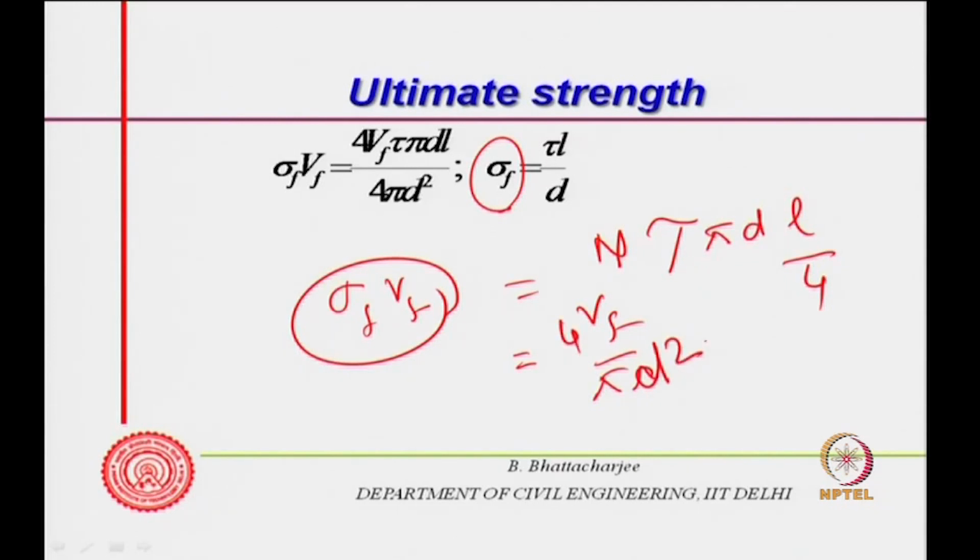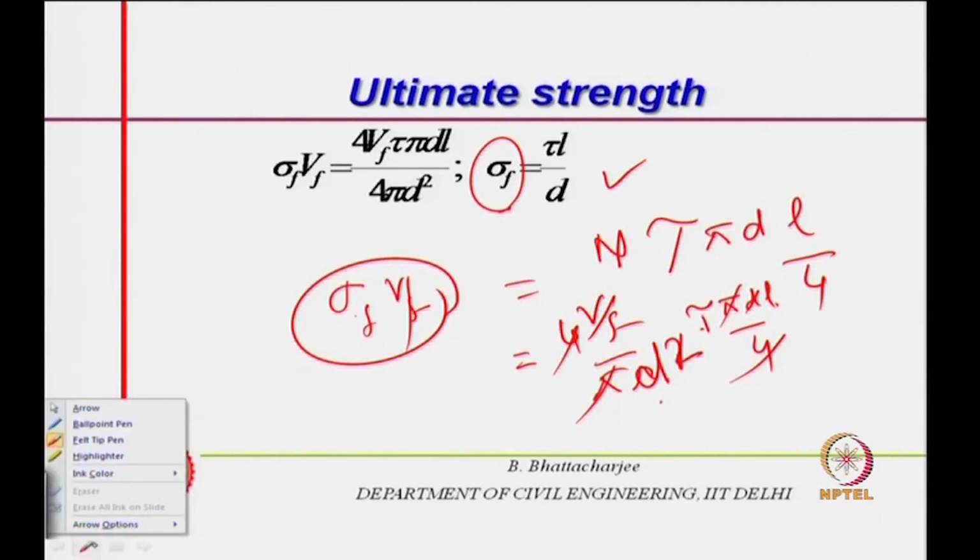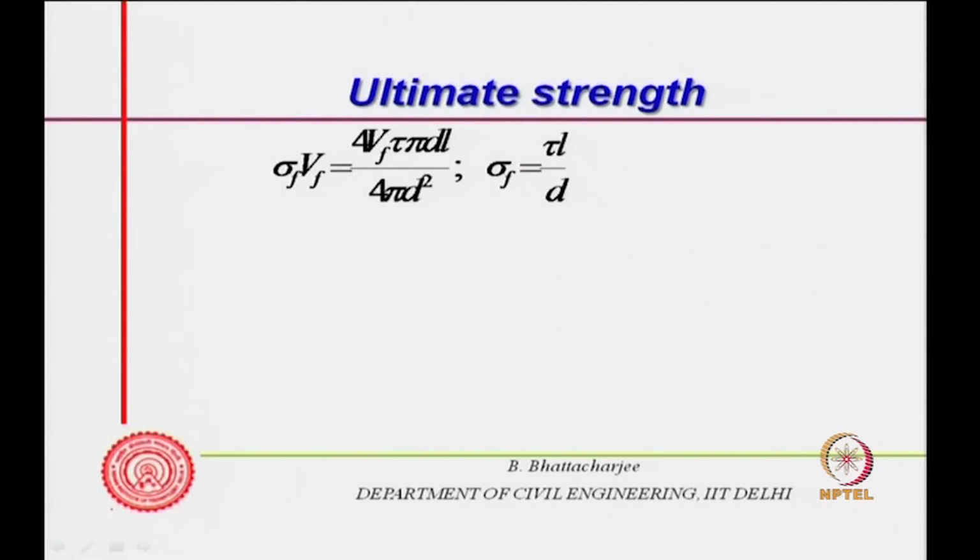So, I write this n like this for the aligned fiber situation, times pi d L by 4. For the aligned fiber situation, this pi will cancel out with this, d will cancel out with this, and V f will cancel out from this side. I will be left with sigma f equals tau L divided by d. So, the stress at the pull out is sigma f equals tau L by d, right.